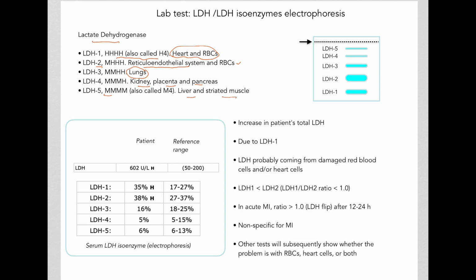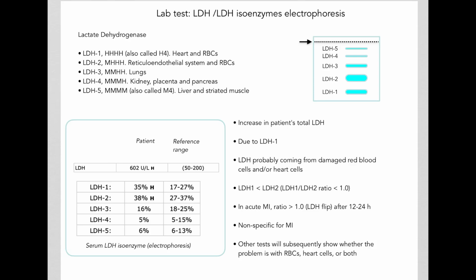as striated muscles. So quite often when we see that the patient's total LDH activity is high, so if the normal range is about 50 to 200 units per liter, and in this patient we see the LDH is very high, 602 units per liter. So the question the physician, the clinician wants to ask is, where is this LDH coming from? Where is this excess LDH coming from?